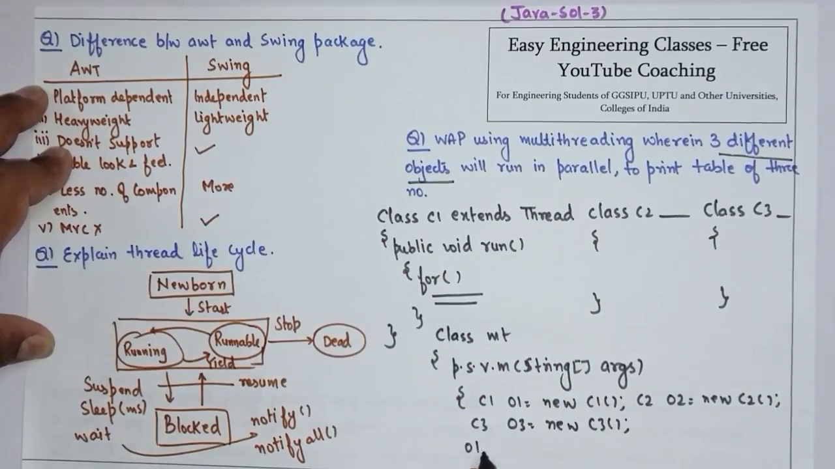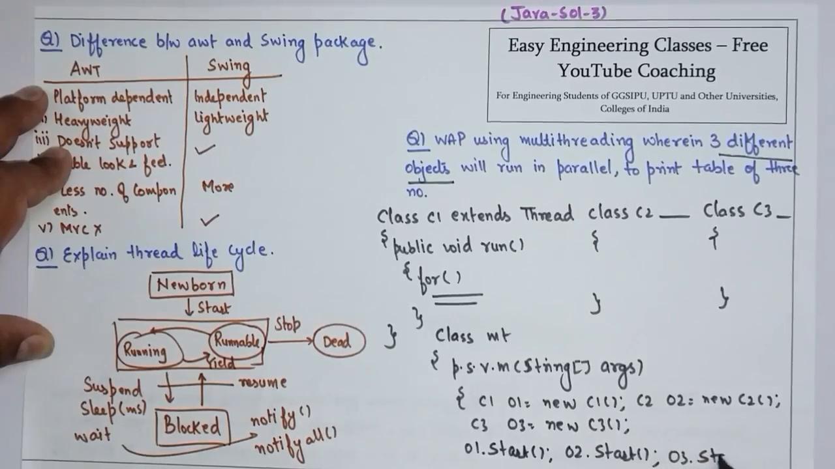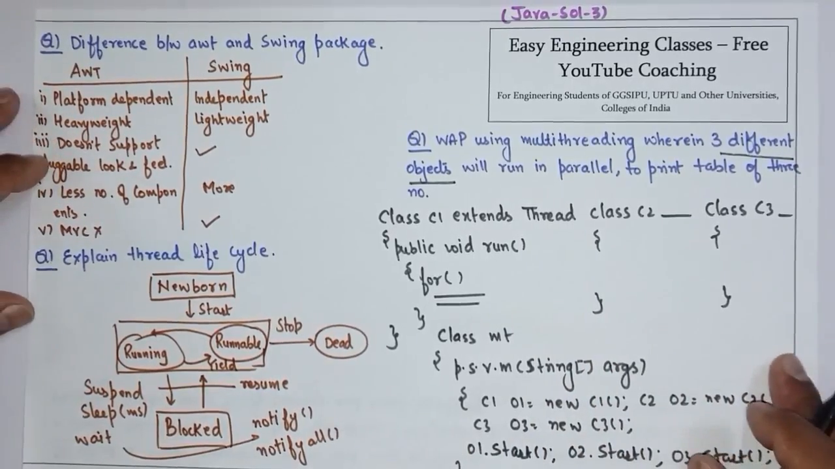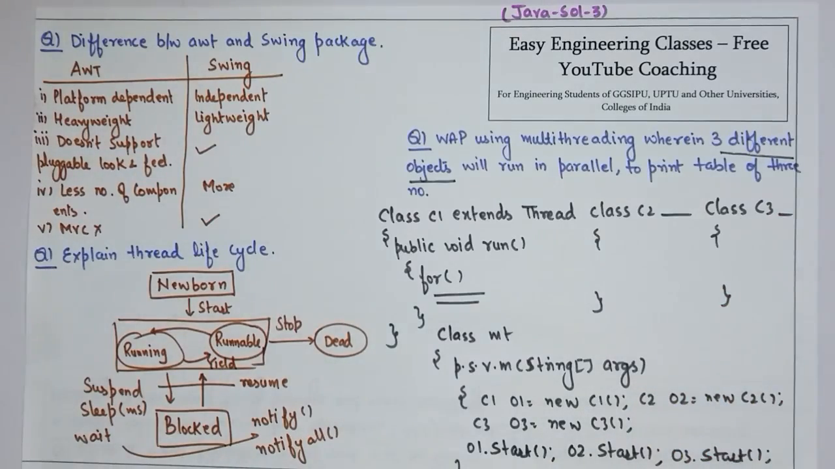Then simply run these threads with O1 dot start, O2 dot start, and O3 dot start. So this is the simple program where three different objects are running in parallel to print tables of three different numbers.